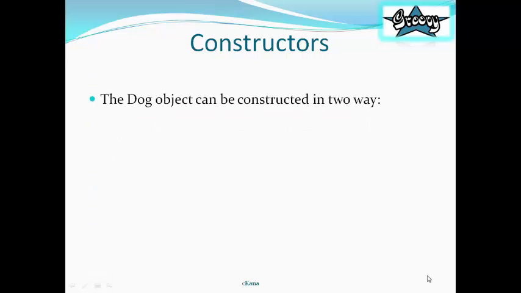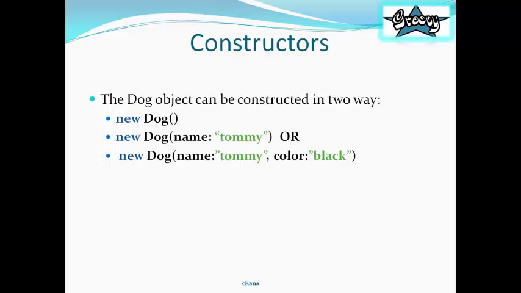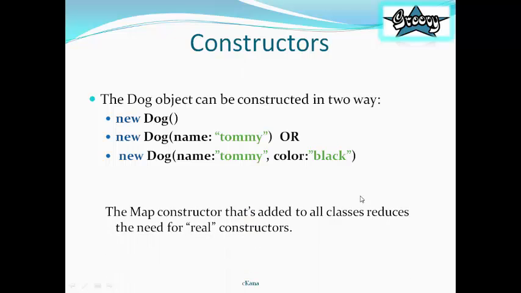Due to the mentioned two constructors, you can construct a dog object in these ways. You can write new Dog, the default constructor, or you can write new Dog named Tommy, or new Dog named Tommy color black. You can add a map parameter in it. It's rare to create parameterized constructors in Groovy because the map constructor that's added to all the classes reduces the need for any real constructors.